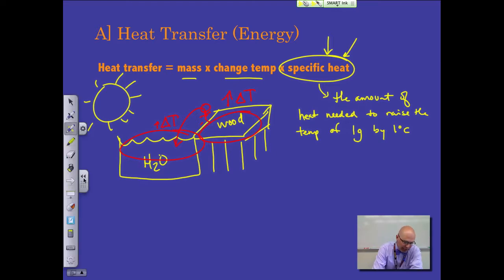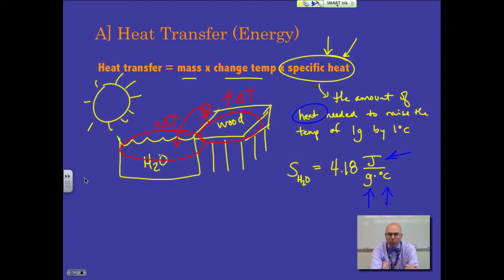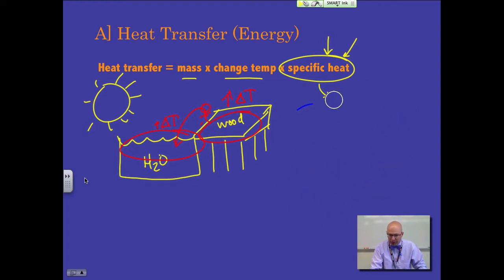The specific heat of water is an important number to know. I'm going to give it to you in joules. The variable I use for specific heat is S, and for water it is 4.18 joules per gram degree Celsius. And that unit makes sense, right? The amount of heat in joules needed to raise 1 gram by 1 degree Celsius. So 4.18 joules per gram degree Celsius. We can get a little bit more specific, 4.184, but 4.18 is certainly good. So that's specific heat.